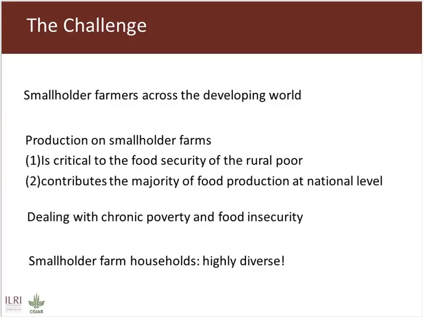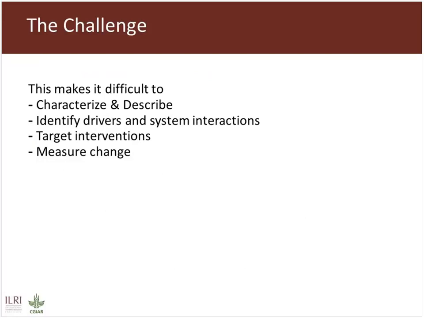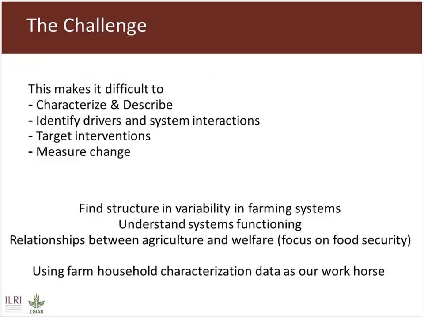For, and still in many countries also contributes the majority of food production at national level. And we're dealing in these smallholder systems often with chronic poverty and food insecurity. A typical characteristic of smallholder farm households is that they are highly diverse. And this diversity makes it difficult to characterize and describe smallholder systems, to identify drivers and to quantify system interactions, and thereby to target interventions and also to measure change caused by those interventions or by intrinsic changes.